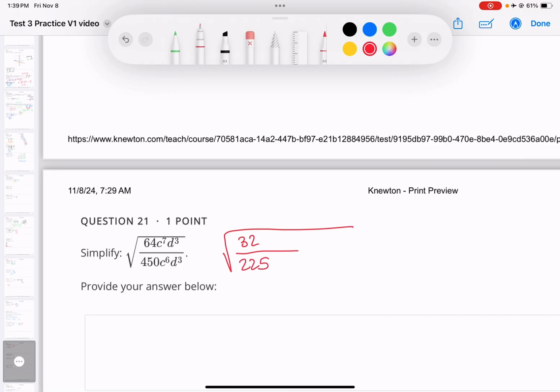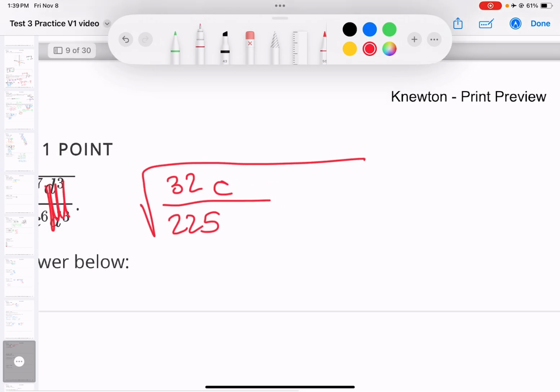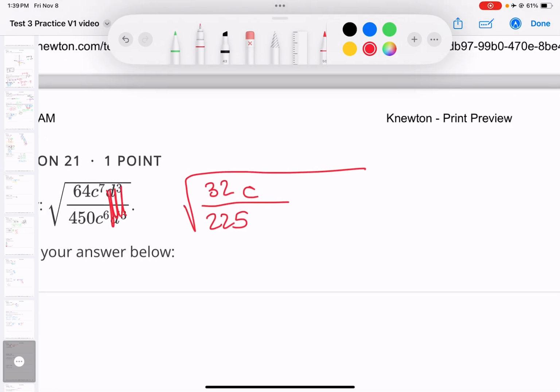So that's going to leave me, and then if I simplify my C values, I got 7 on top, 6 on bottom, so that just leaves 1 on top. And then my D's go away. They get rid of each other. So really, we took it from something that looks like a lot to something, to me, is a lot simpler.